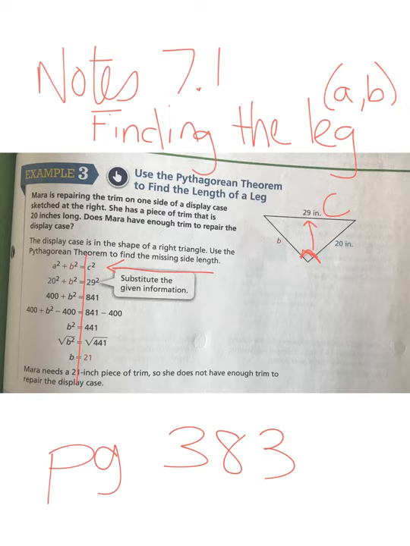So let's do one example together. We're going to do the try it, still on page 383, and then we'll practice in class. Short notes. We are simply finding one of the legs. The lesson before this, we were solving and finding the hypotenuse, and now we're finding the legs. That's it. We'll practice in class.